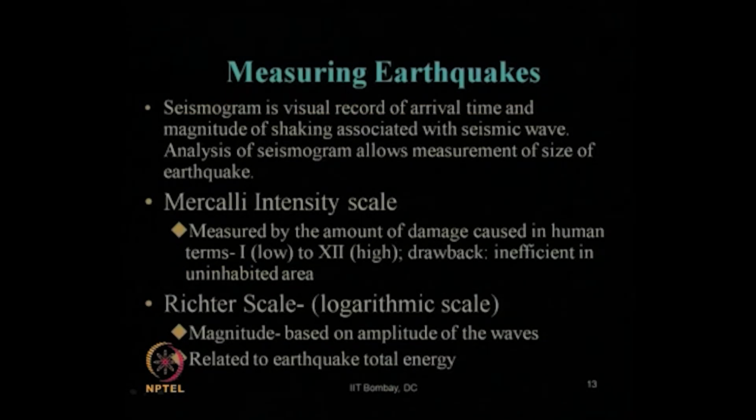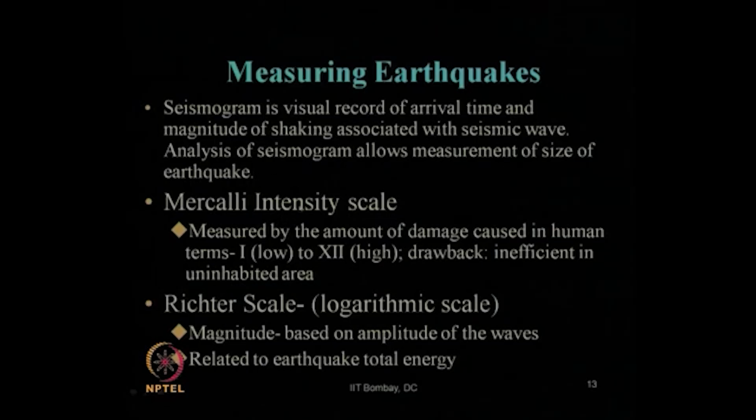So, in measuring earthquakes, the seismogram, which we have discussed in detail, is the visual record of the arrival time and magnitude of shaking, which is associated with seismic waves. So, we have talked a lot about the arrival time. Now, we will come to the magnitude of that shaking, that is, the spikes or peaks we have observed in the seismogram. So, the analysis of that seismogram allows us to measure the size of the earthquake. So, that is the way quantitatively we can measure an earthquake.